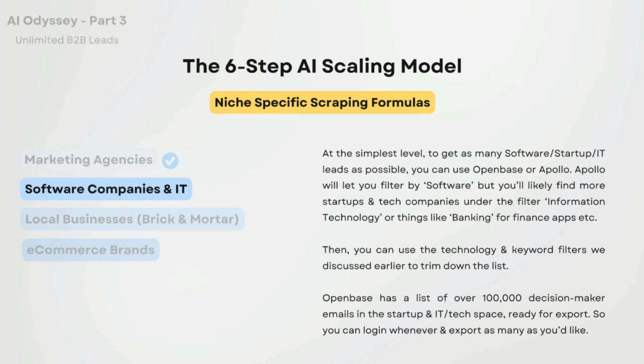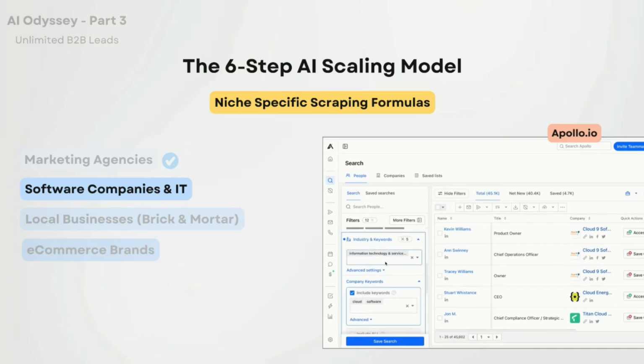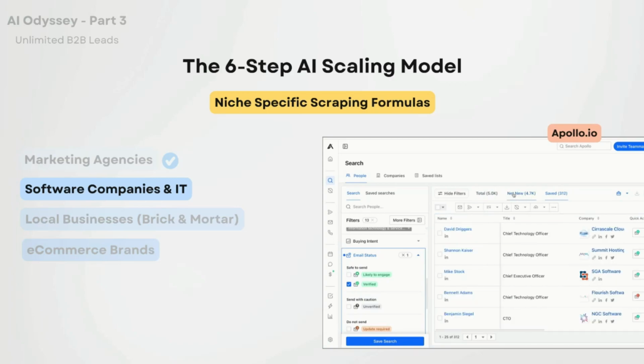Or with Apollo, what you can do is scrape from something like Crunchbase, just like we did with Instant Data Scraper and Clutch, and then pop those domains in. As you can see here, we're going to filter by owner, founder, C-suite, in the United States, 11 to 20 employees, all the way up to 100 plus. Information technology, and then the keywords are going to be cloud and software. We're also going to filter by verified, and you'll see that our final amount is 4.7K. And we filtered by CTOs, etc.